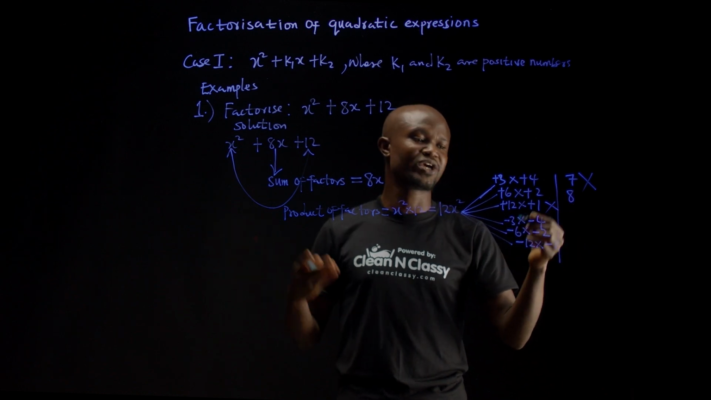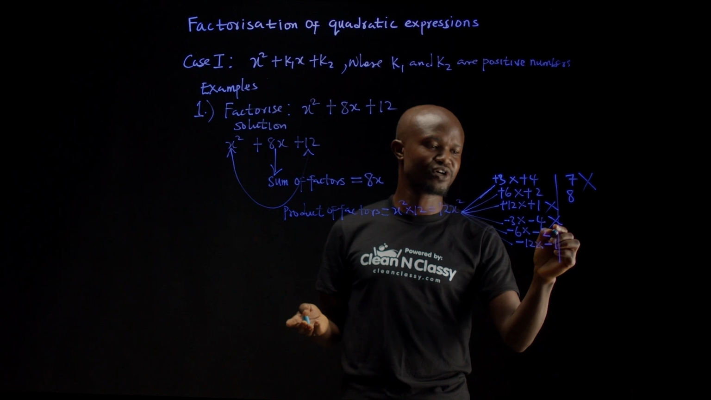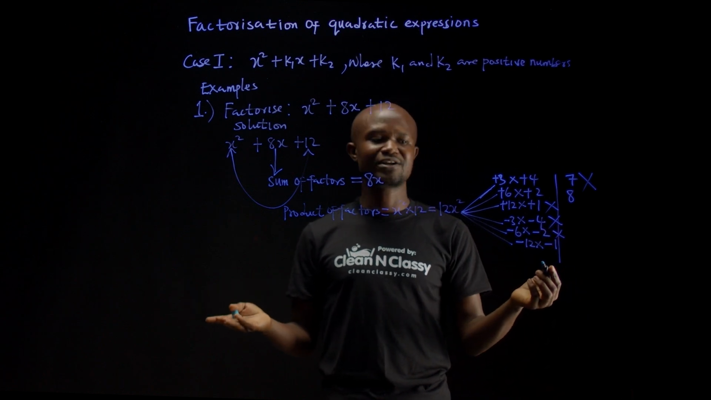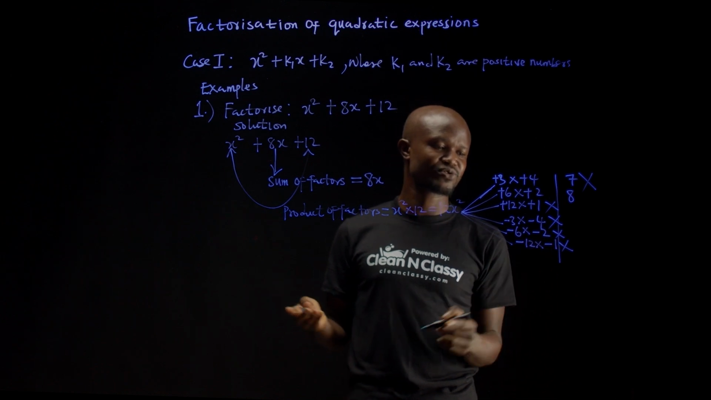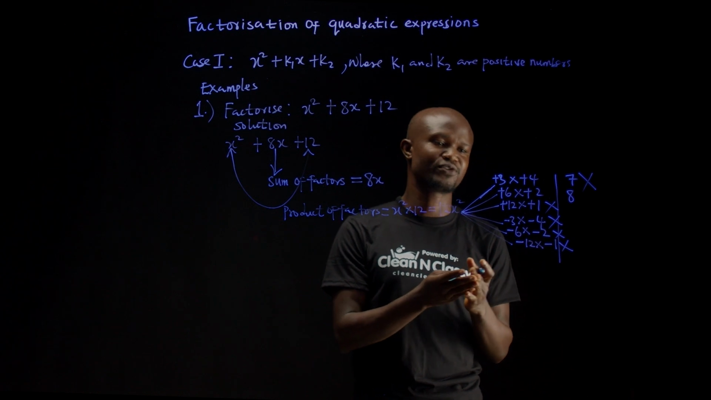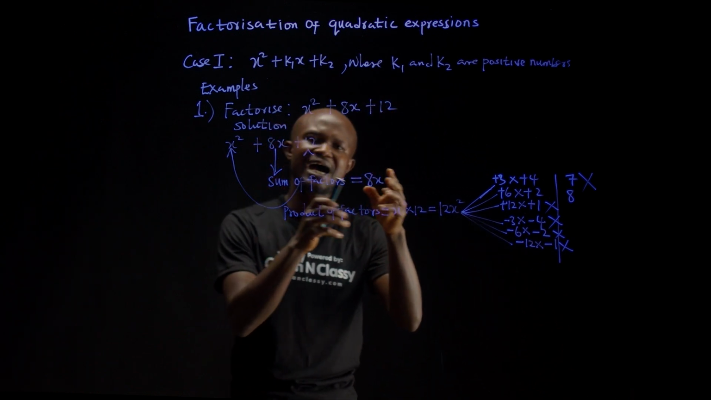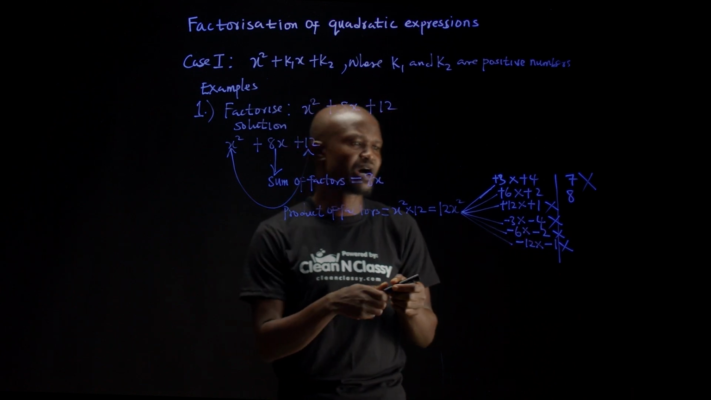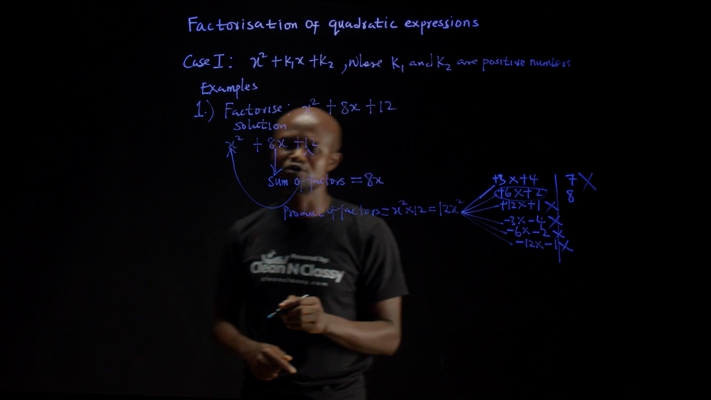Minus 3 minus 4 gives minus 7. Minus 6 minus 2 gives minus 8, so this is not correct. Minus 12 minus 1 gives minus 13, which is not what we are looking for. We are looking for the value that satisfies both the sum and the product condition. And the two values are plus 6 and plus 2.